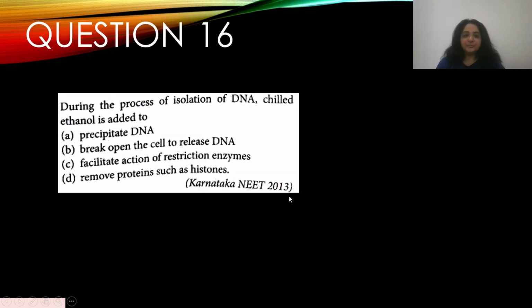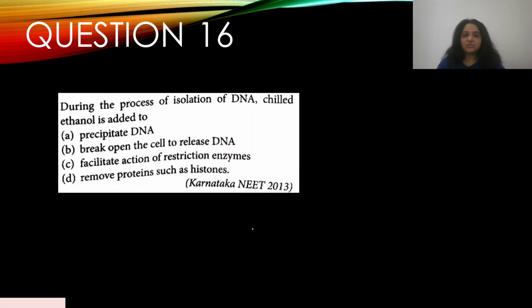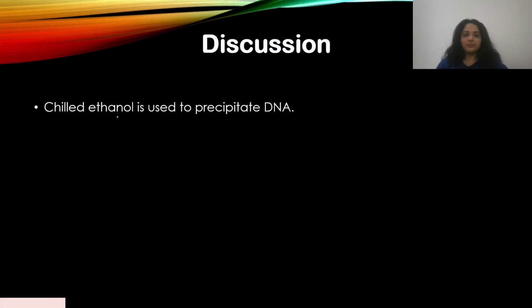Question number 16. During the process of isolation of DNA, chilled ethanol is added to. This was a repeat, Karnataka NEET 2013. We just discussed this, right? A. Precipitate DNA. So chilled ethanol is used to precipitate DNA. Break open the cell to release DNA? No. Facilitate action of restriction enzymes? That's incorrect. Remove proteins such as histones? That's incorrect. So the answer is A. Chilled ethanol is used to precipitate DNA.